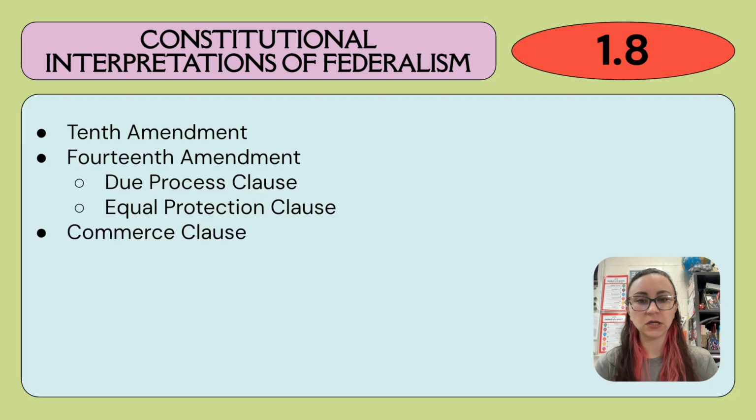Then we have the Commerce Clause. The Commerce Clause gives the national government the power to regulate interstate commerce. Interstate means between two states. Intrastate means within one state. So you do need to know the difference between interstate and intrastate. Interstate, I-N-T-E-R, means between two states. So if I'm going from Texas to Colorado, right? Intrastate is within one state, Houston to Austin.